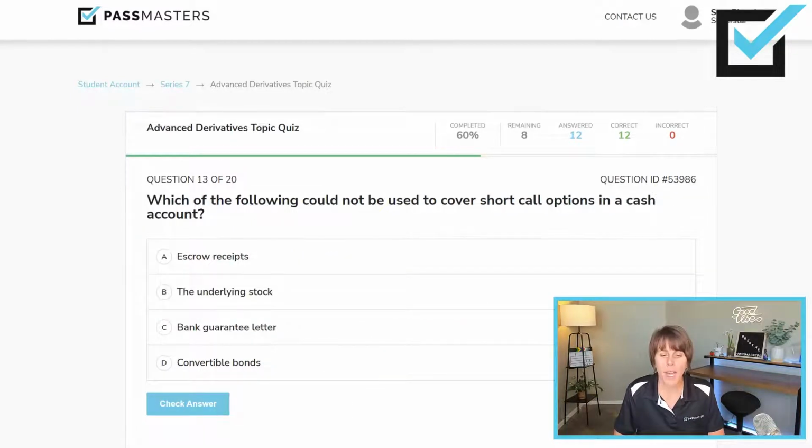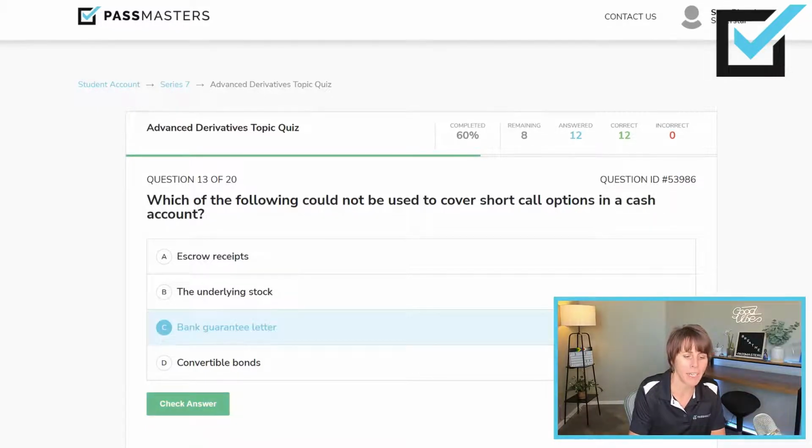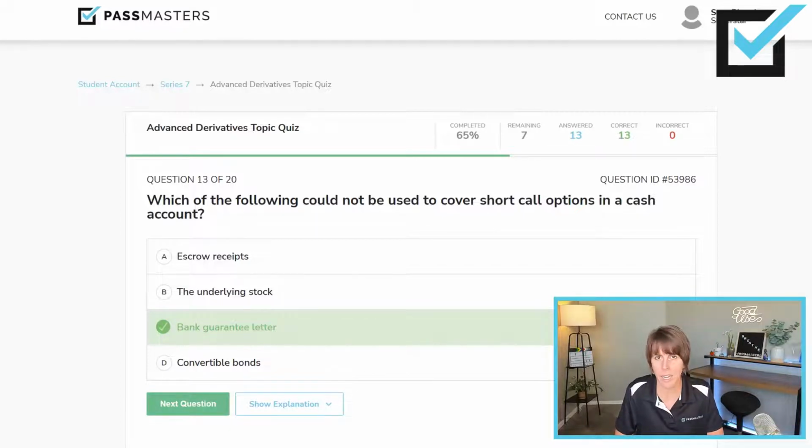Which of the following could not be used to cover short call options in a cash account? When you sell a call, you've sold an obligation to sell shares at their strike price. Owning the shares covers the call. So this question is asking what does not cover a call. Choices include escrow receipts, the underlying stock, bank guarantee letter, or convertible bonds. So escrow receipts, the underlying stock, and convertible bonds, assuming it's convertible into the shares of stock that you just sold the call on, those all cover a short call. It is the bank guarantee letter. Cash covers a put. Cash does not cover the sale of a call.